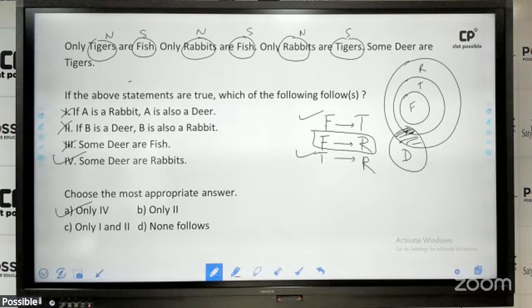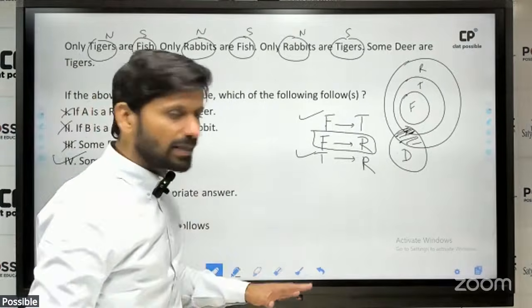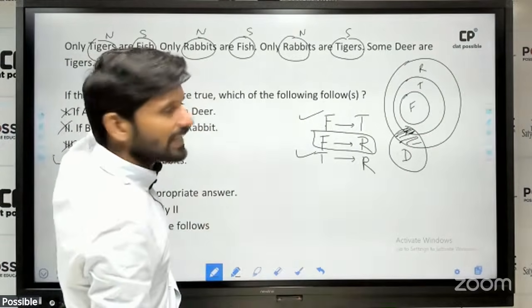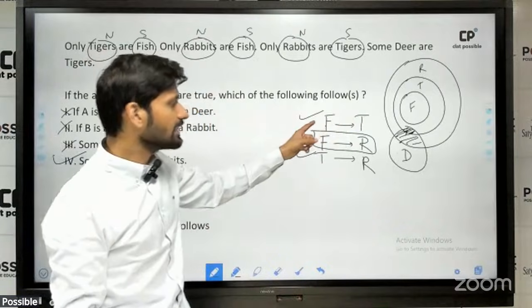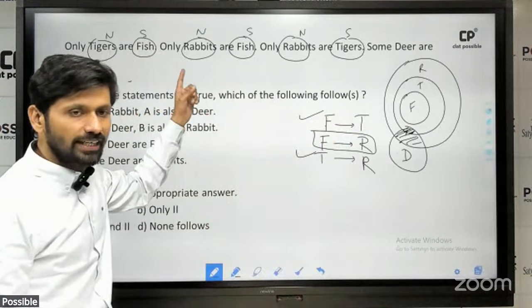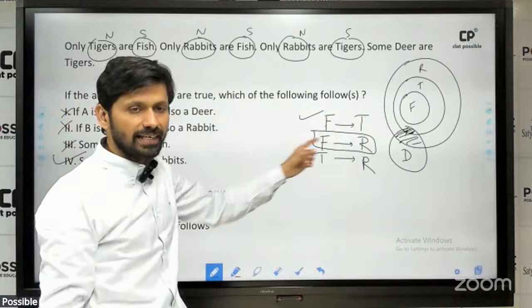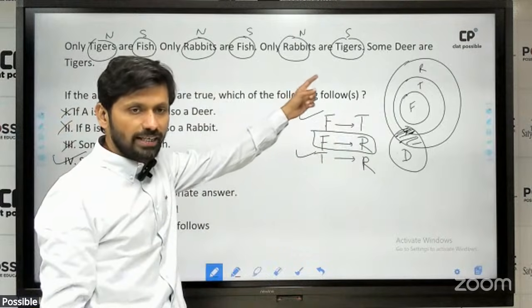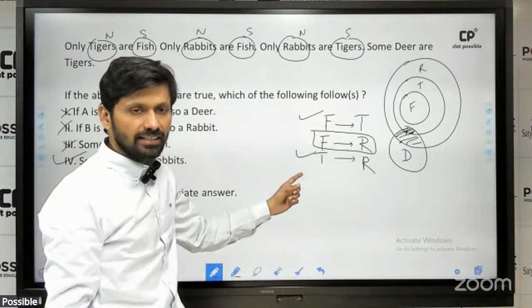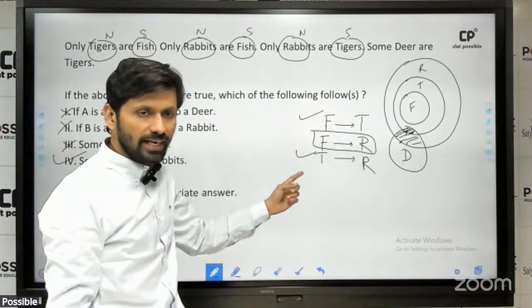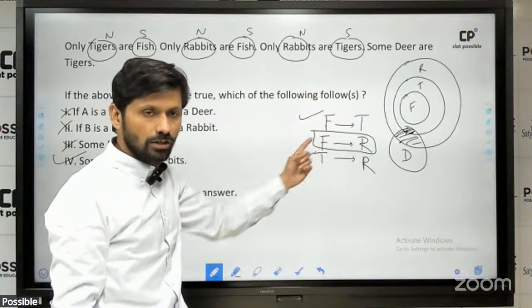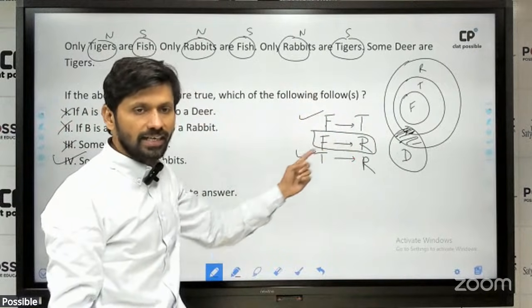Okay, so very quickly, I'll just repeat this. Only tigers are fish: tiger is necessary for fish. Only rabbits are fish: rabbit is necessary for fish. Only rabbits are tigers: rabbit is necessary for tiger. When we look at this, all fish are tigers, all fish are rabbits, and all tigers are rabbits.